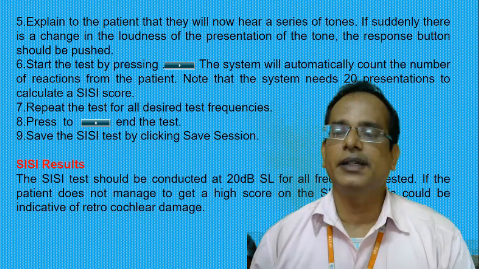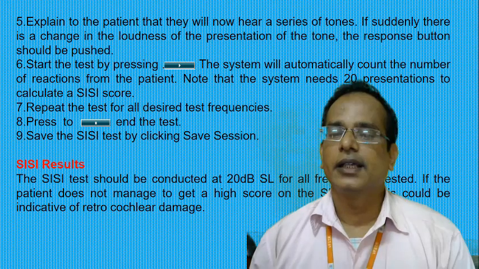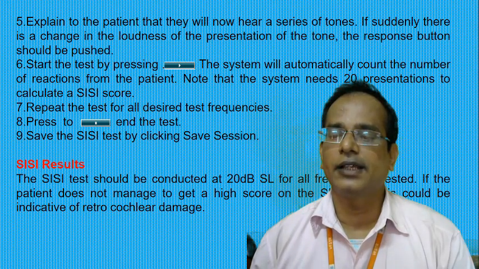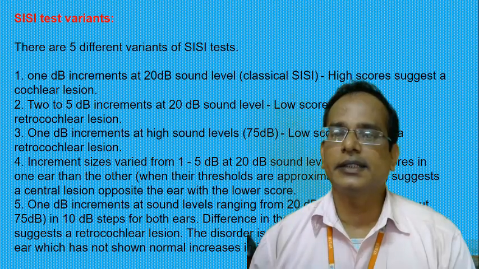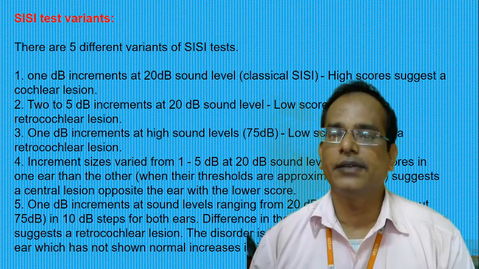the result should be conducted at 20 dB SL, sensation level, for all frequencies tested. If the patient does not manage to get a high score on the SISI test, this could be indicative of a retrocochlear damage. So here, SISI test variants: what are the variants?